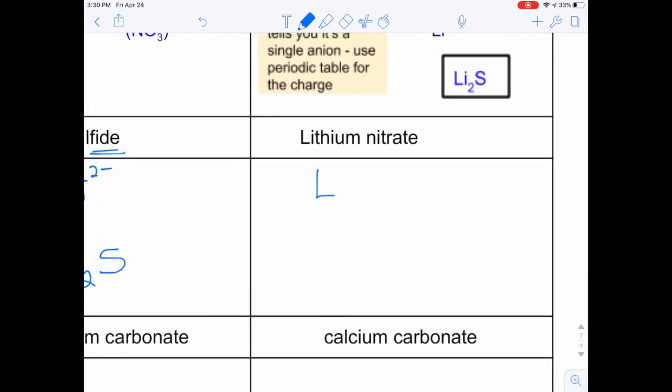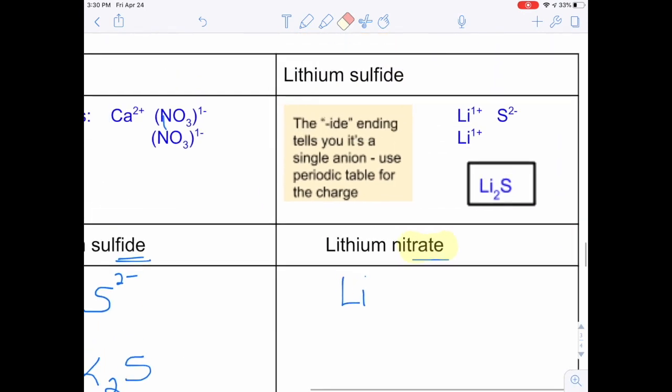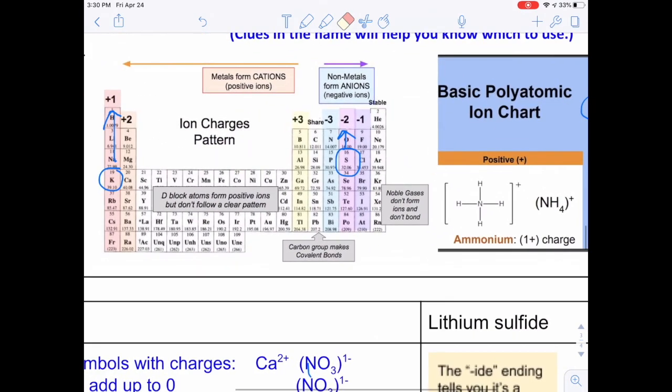Lithium nitrate. Lithium is Li. And now notice that "ate" ending. That "ate" ending is a hint that this is a polyatomic ion. I'm going to highlight that. That "ate" ending is a clue. So I need to find the charge of lithium, and I need to find out what is nitrate and its charge.